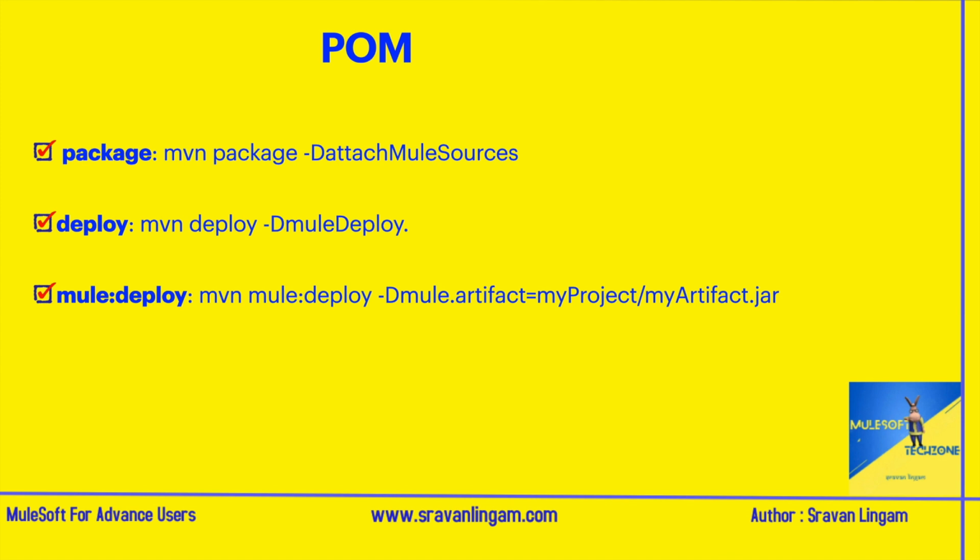But if you have a jar already where you don't need any build, then you can use this mule:deploy, and you can specify the location of the jar because there is no jar that we are generating, right? So that is the difference between deploy and mule:deploy. Deploy will build and create a jar file and then deploy. But for mule:deploy, if you have a jar file already existing, then you can simply use mule:deploy, instead of using deploy again, which will start building again and again.